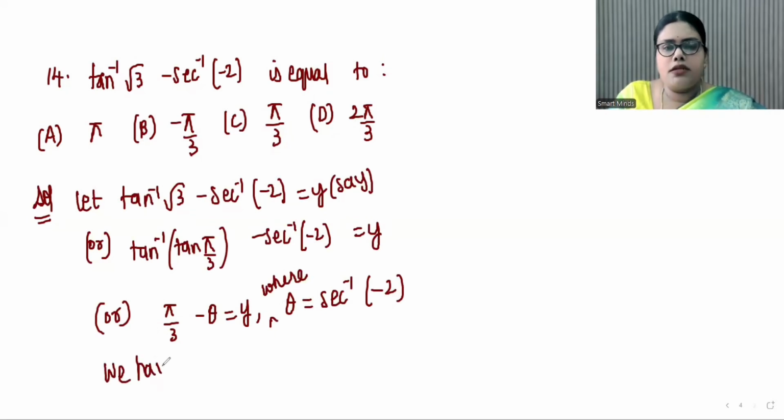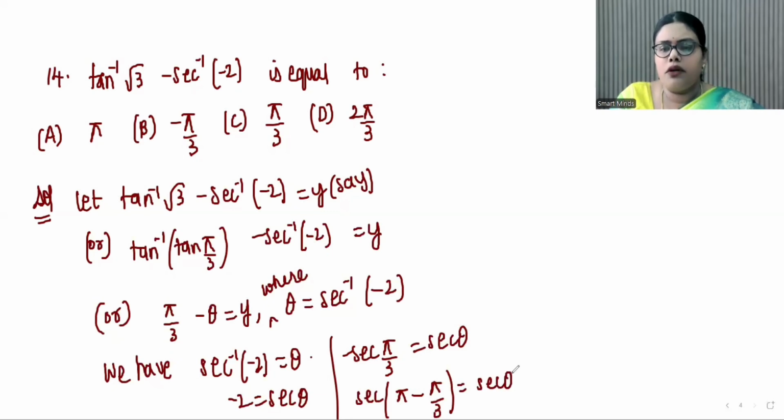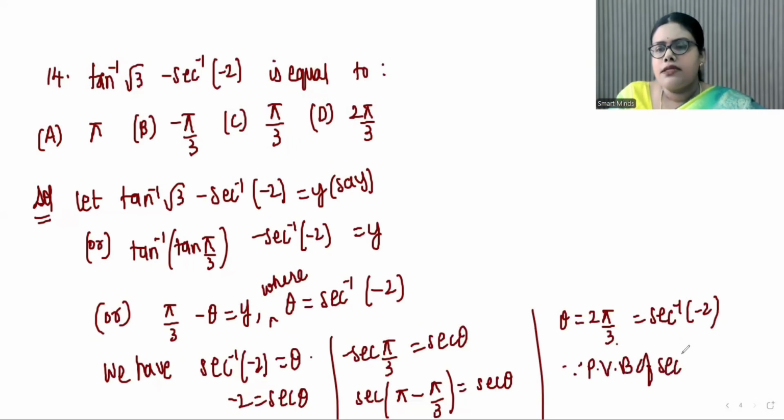So now we know that secant inverse of minus 2 is theta, which we have taken. So minus 2 is secant theta. Or minus secant pi by 3 equals secant theta. Now minus secant theta can be written as secant of pi minus theta, same as we do in cos. So theta equals 2 pi by 3, that is secant inverse of minus 2, since the principal value branch of secant inverse is the closed interval 0 to pi, excluding pi by 2.